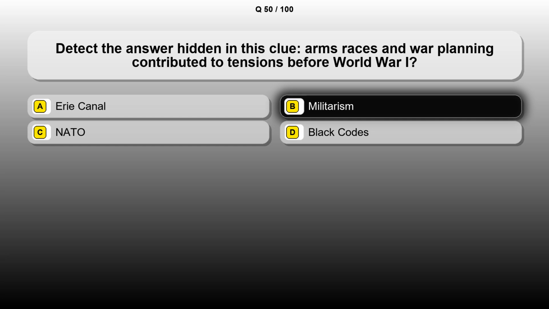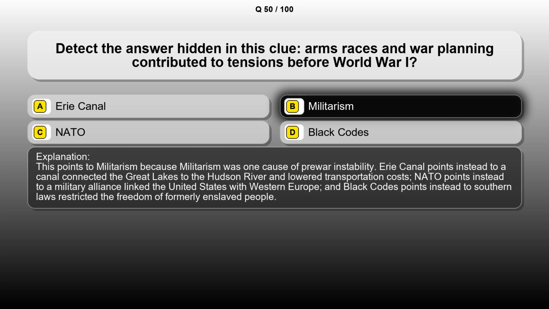The correct answer is option B, militarism. This points to militarism because militarism was one cause of pre-war instability. Erie Canal points instead to a canal connected the Great Lakes to the Hudson River and lowered transportation costs. NATO points instead to a military alliance linked the United States with Western Europe, and Black Codes points instead to Southern laws restricted the freedom of formerly enslaved people.